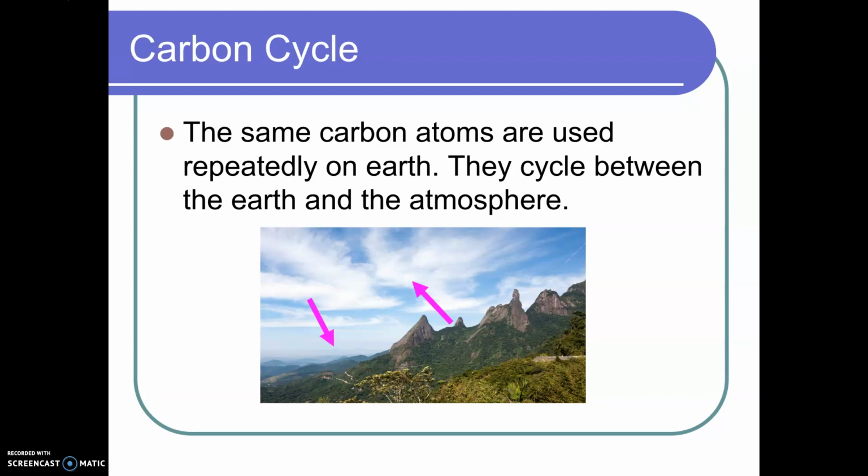Carbon is actually cycled through our Earth and through our atmosphere. We don't make new carbon atoms. They just move from one place to another. And this process is called the carbon cycle, and this is what we're going to learn about, is how the carbon moves between the Earth and the atmosphere.